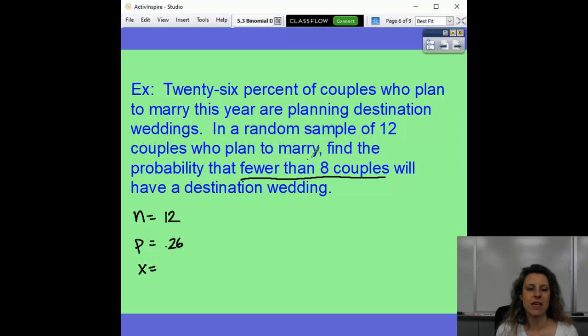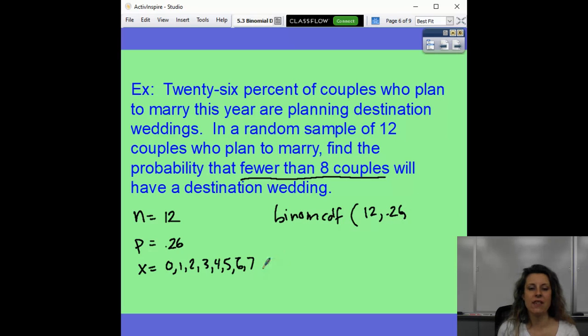And x, we have to be careful here, fewer than 8. So fewer than 8 would mean 0, 1, 2, all the way up to 7. I would not want to include 8, fewer than 8, right? Okay, so this is the perfect scenario for a binomial CDF because we're starting at an x value of 0 and going up to 7. So n is 12, probability of success 0.26, and the highest value that we want to include is 7.